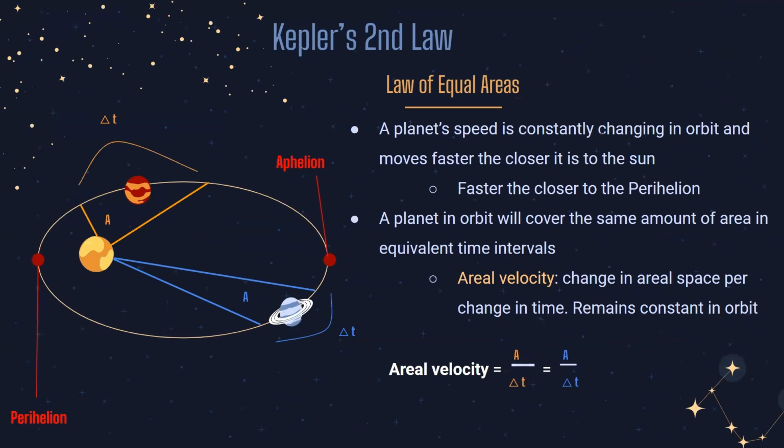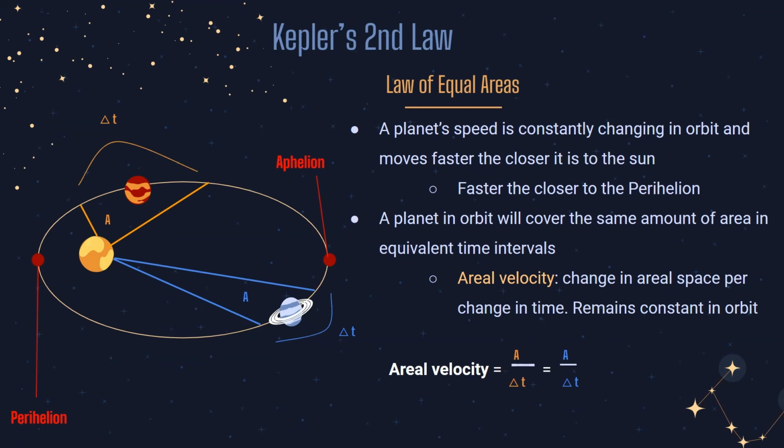Kepler's second law is called the law of equal areas, and it talks all about a planet's speed during orbit. The planet's speed is constantly changing in orbit since there's not an equal distance to the sun throughout the orbit. The closer the planet is to the sun, the faster it moves, and the perihelion is the point that it would move the fastest because it's the closest point to the sun, and the aphelion is the farthest point from the sun.